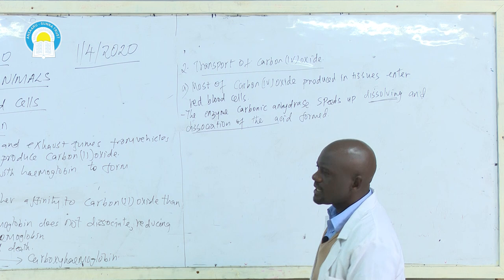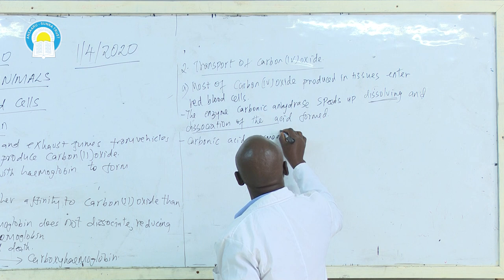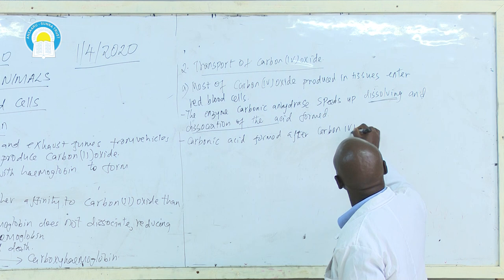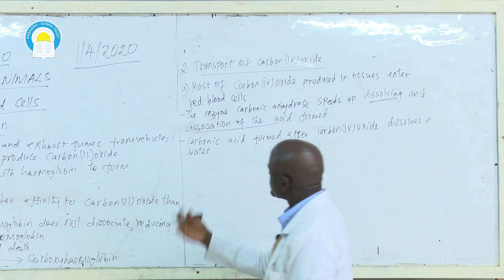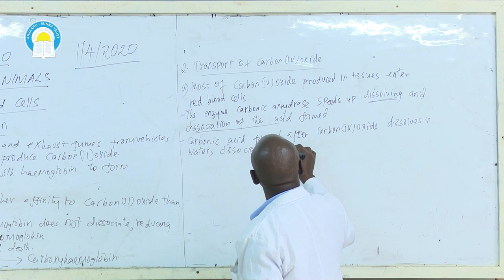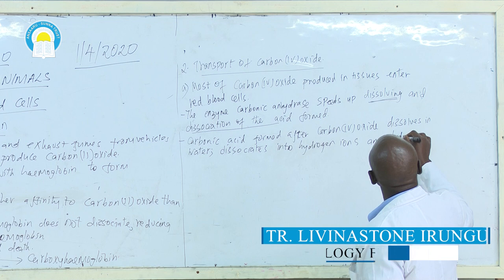So here, the acid formed is carbonic acid. Carbonic acid is formed after carbon 4 oxide dissolves in water. So it will make this dissolving proceed at a very high rate. Then later, after that, it dissociates into hydrogen ions and hydrogen carbonate ions.